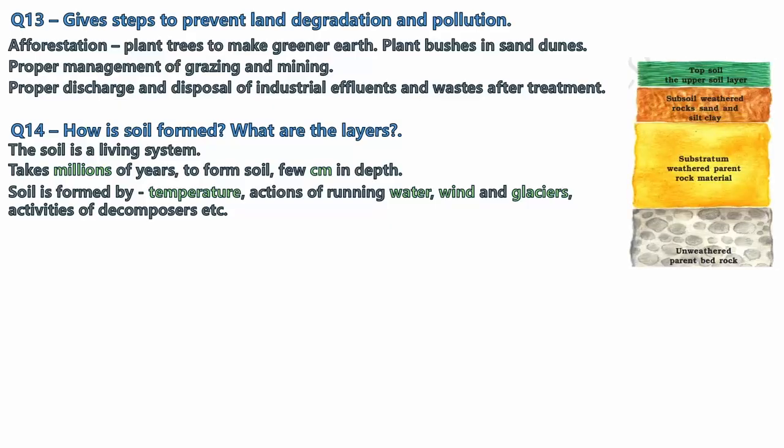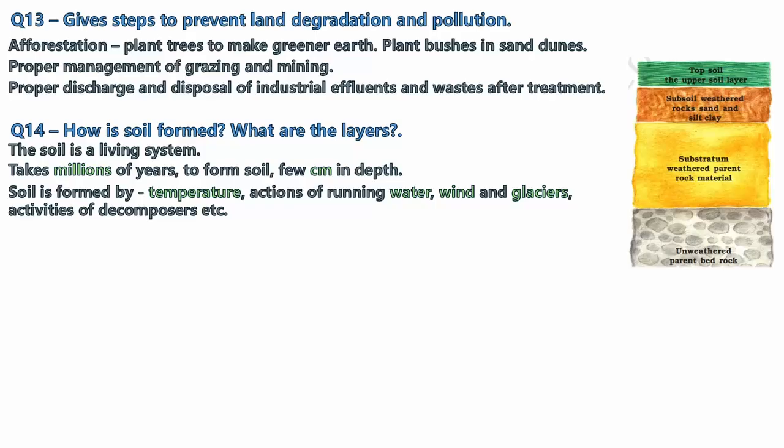If you look at the soil, we have the topsoil, that is the upper layer. We have the subsoil, which is the second layer. It is basically weathered rocks, clay, silt, etc. And we have the third layer, which is the substratum, rock material, and below that we have the unweathered parent bedrock. So topsoil, then subsoil, below that the substratum rock, and below that the unweathered parent bedrock.